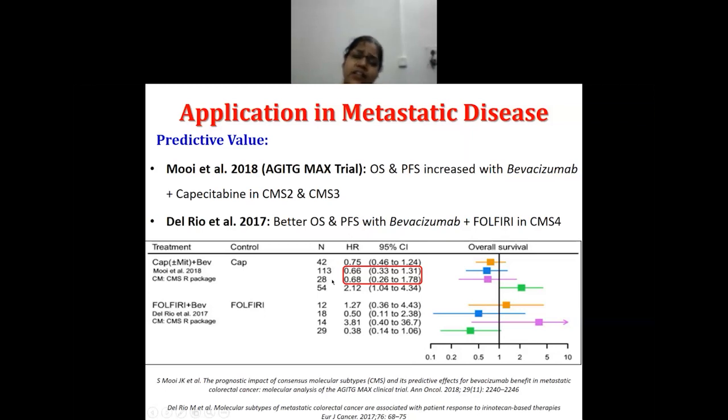However, another trial carried out by Del Rio et al. in 2017 did another comparison, in which bevacizumab addition to FOLFIRI was noted to have a better response in CMS4, as we can see over here.